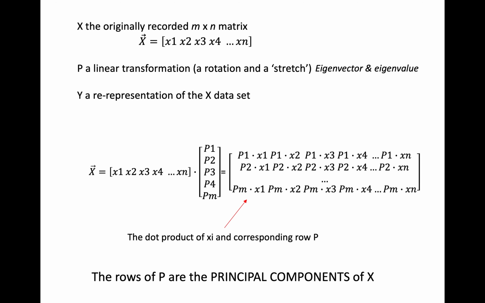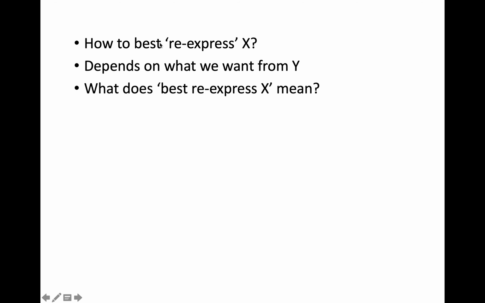So how do I generate these? How do I re-represent my X data set into Y? What's the best way to do this? And that really depends on what we want from Y. So in the case of the spring, or mainly in all the cases that we talk about, we want Y to give us as much information as possible. So I want to see the spring moving throughout its entire journey so that I can work out the motion and how it relates to time. So I want to capture the entire variance of the movement of the spring. I don't want the spring to move and me not to see it.